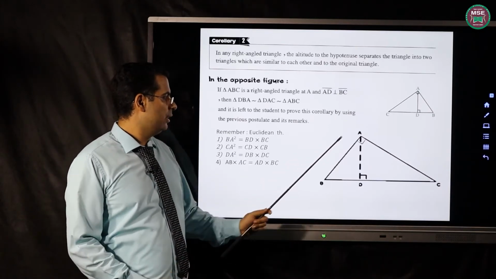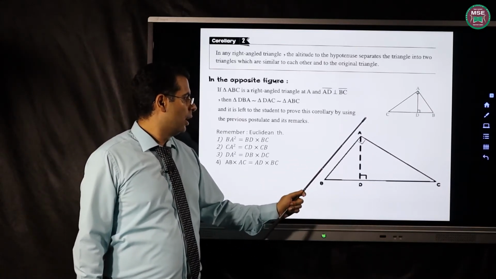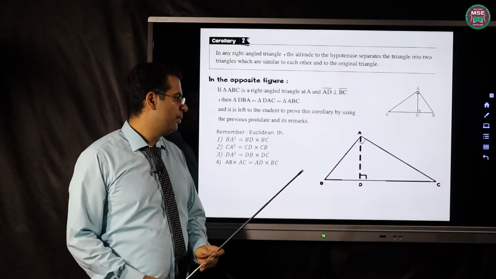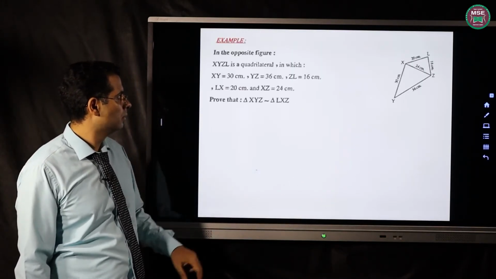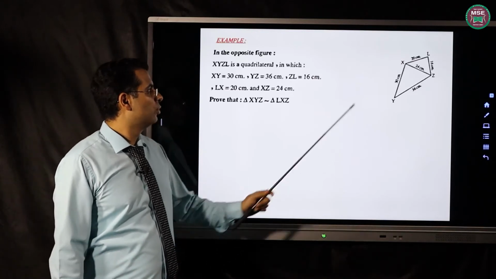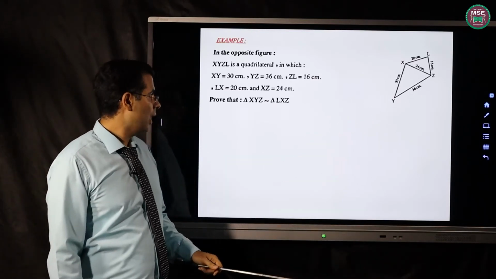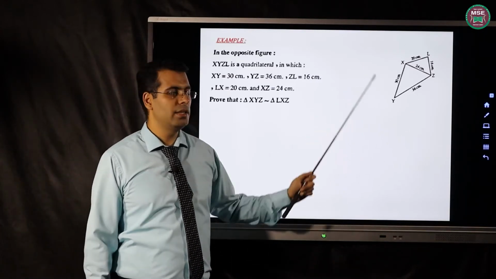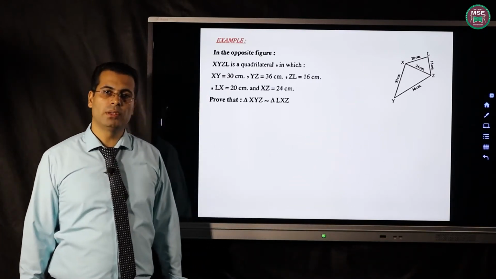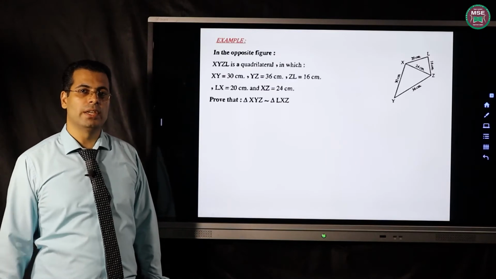AB times AC equals the altitude AD times the hypotenuse BC. Example: I have 2 triangles. I want to prove that the 2 triangles are similar. We have all side lengths, then we can prove it by using SSS.